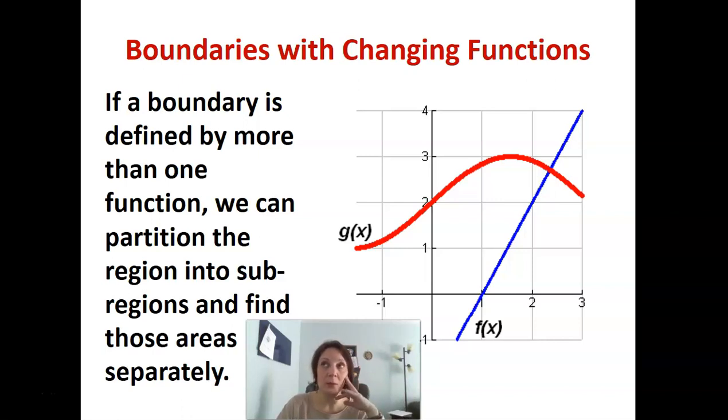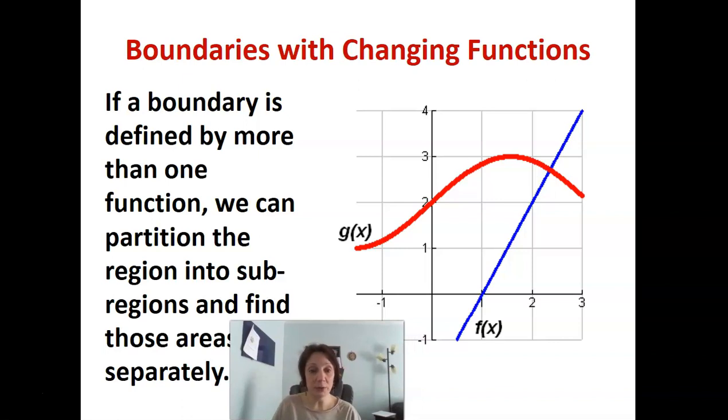So sometimes when we look at an area, it's not terribly evident what my upper and lower boundary is. Sometimes it's hard to define an upper or lower boundary. And sometimes, like in this first case we're going to talk about, there isn't a consistent upper or lower boundary because the boundary changes at some point. Now that's actually a pretty easy problem to solve.